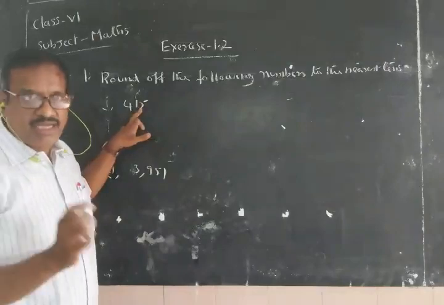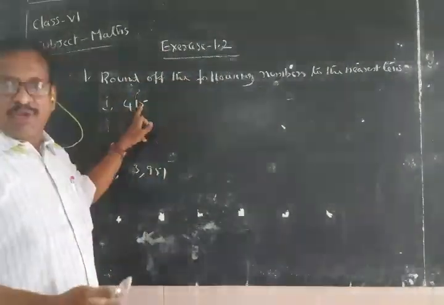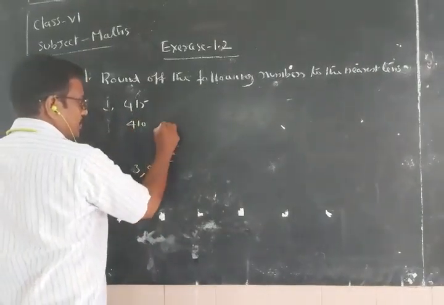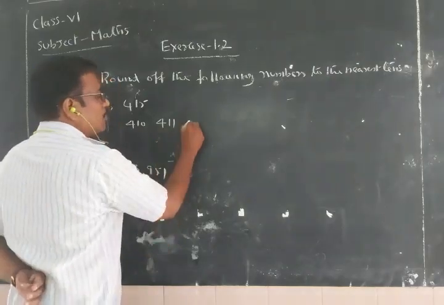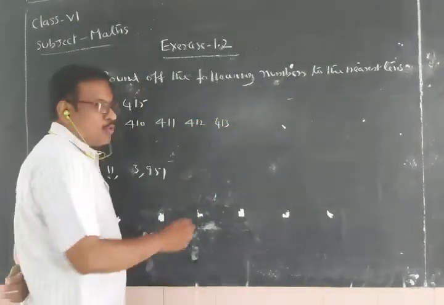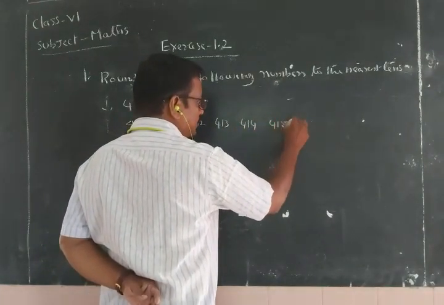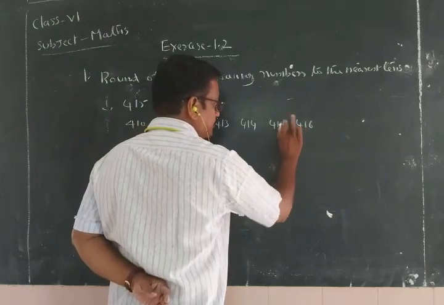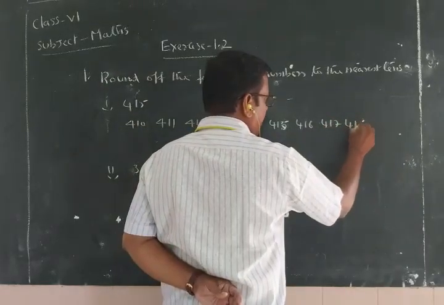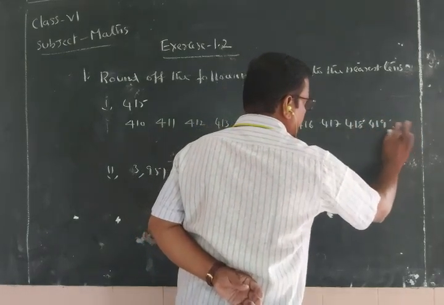The 5 in the tens place: 5 or above, the number goes to the nearest plus 10. 5 below, it goes to the nearest 10. Now 410, 411, 412, 413, 414, 415, 416, 417, 418, 419, 420.